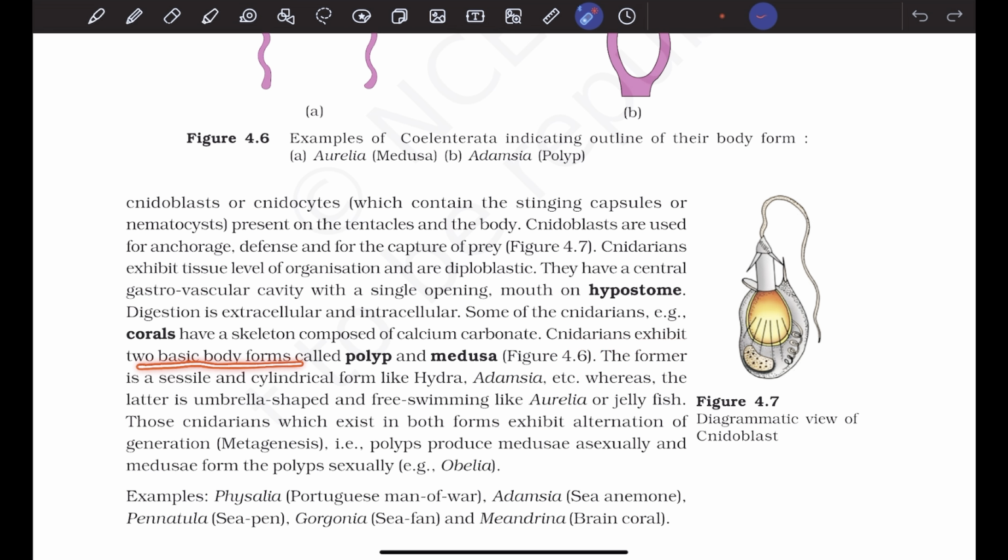Cnidarians exhibit two basic forms called polyp and medusa. Figure 4.6. The former is sessile and cylindrical form like Hydra, Adamsia, etc., whereas the latter is umbrella-shaped and free-swimming like Aurelia or jellyfish. Those cnidarians which exist in both forms exhibit alternation of generation, metagenesis. That is, polyps produce medusae asexually and medusae form the polyps sexually. Example, Obelia. Examples: Physalia, Portuguese man-of-war, Adamsia, sea anemone, Pennatula, sea pen, Gorgonia, sea fan, and Meandrina, brain coral.